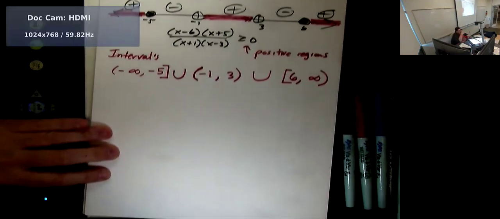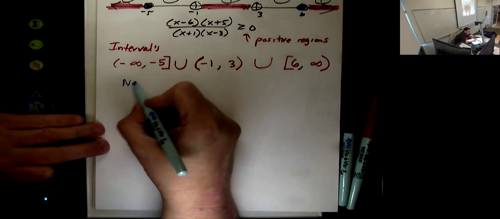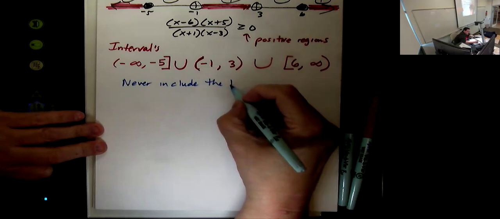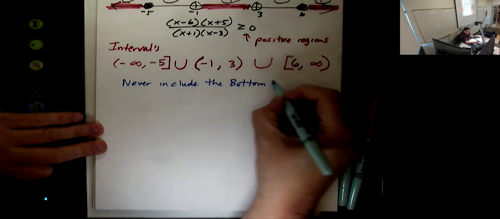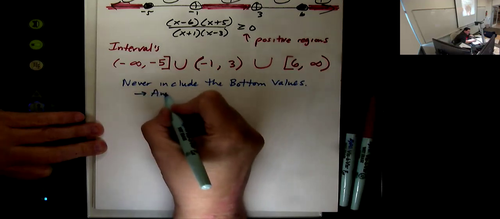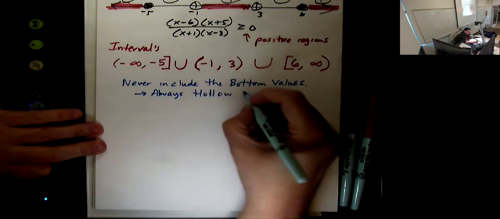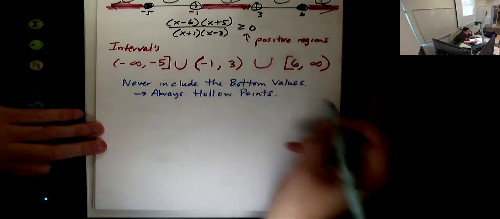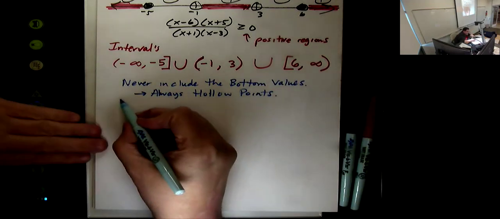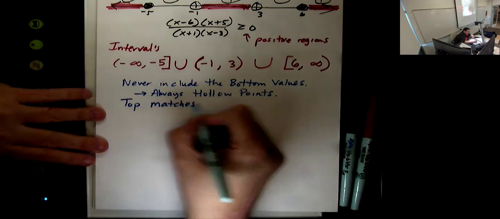The general rules are: never include the bottom values. Always hollow points. For the top, it matches the inequality symbol.